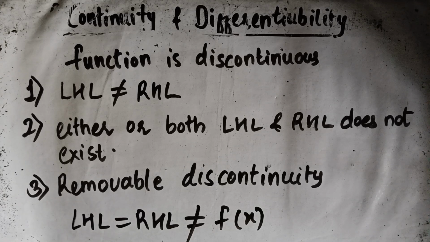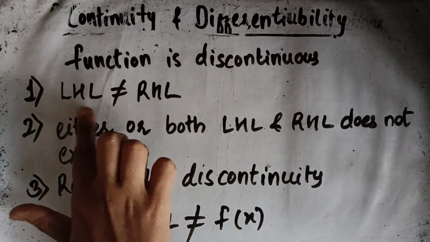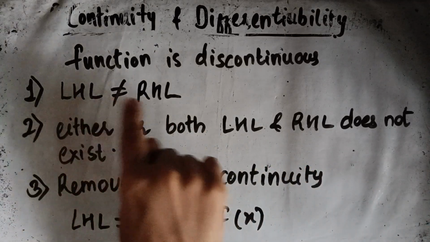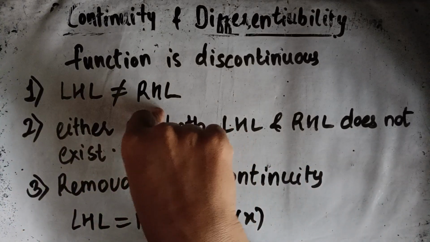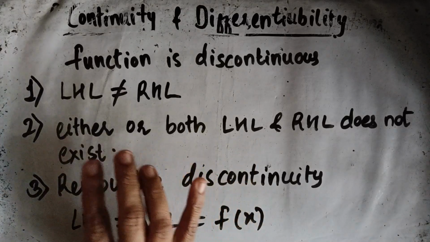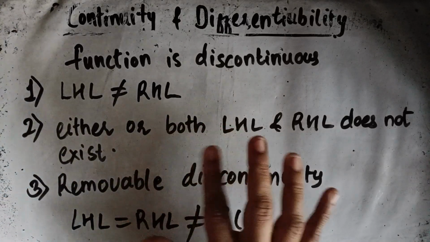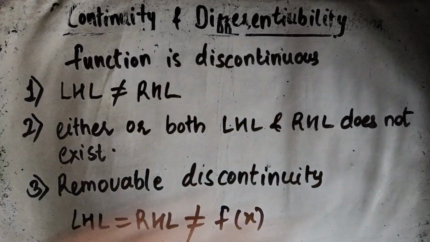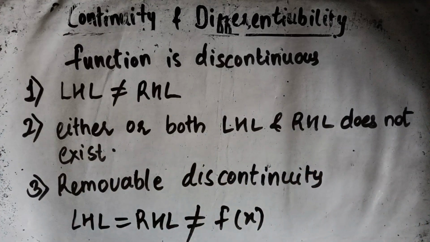So function is discontinuous. When we say function is discontinuous, then first case is when right hand limit and left hand limit are not equal. Okay, this is one of the condition. Then another condition is either or both, this left hand limit and right hand limit does not exist. Okay, these are the two conditions.